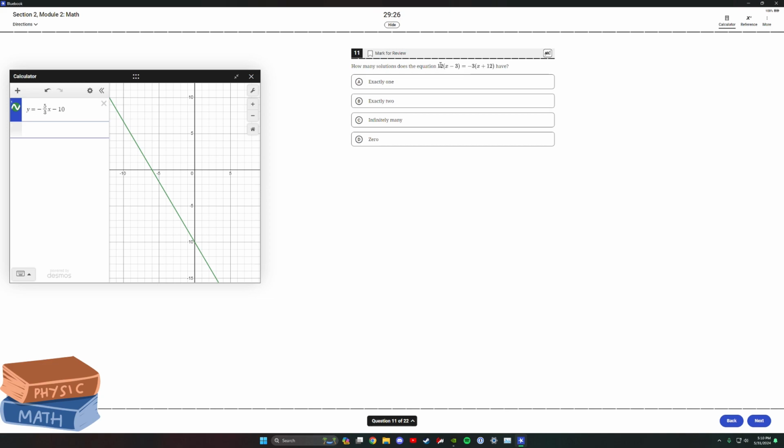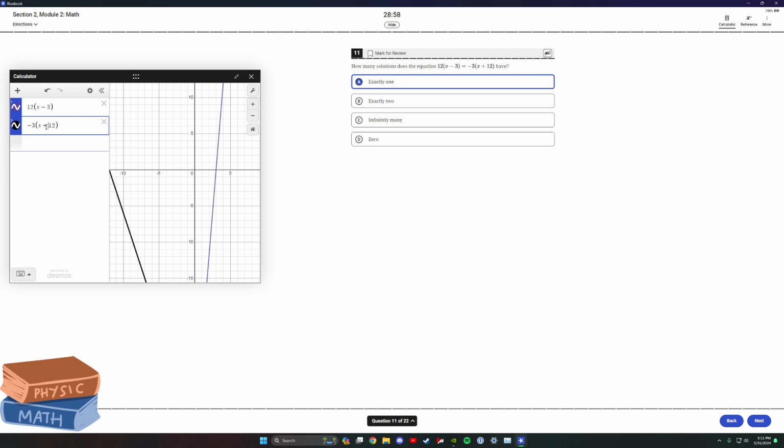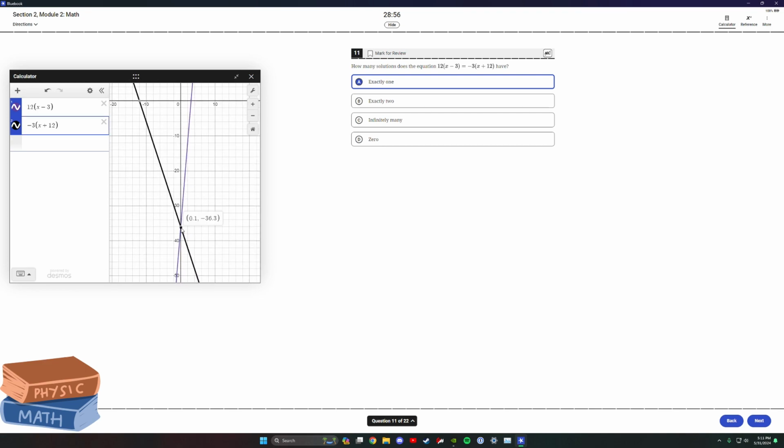So we can distribute and get 12x minus, so that's 15x. We have negative 36. Adding 36 is 0. So 12, a certain number of x's equals 0. That's one solution. Right? If we graph this again, 12x minus 3 equals negative 3x minus 12. X plus 12. Right, we get one solution right here.